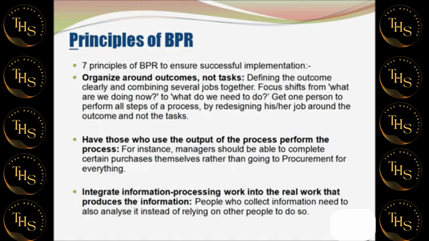Now, the next principle is have those who use the output of the process perform the process. This reduces risk and the involvement of more people than necessary. For instance, managers should be able to complete certain purchases themselves rather than going to procurement for everything, because they are the ones who are going to actually use the output of the process. So they should be performing the processes themselves.